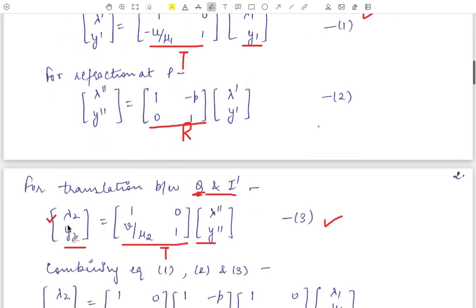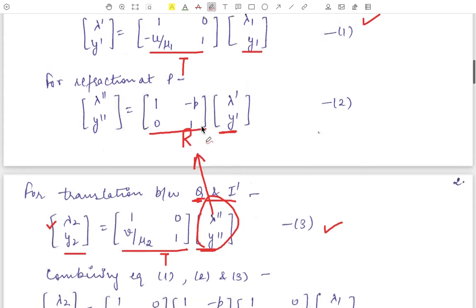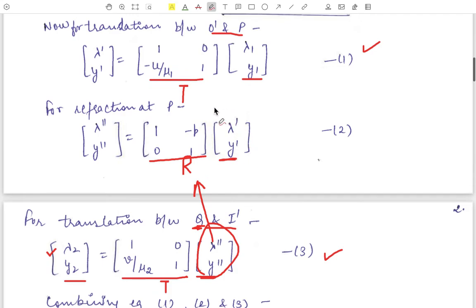How? In equation number 3 we have lambda 2 y2 is equal to a translation matrix into lambda double dash y double dash. We will use the value of this lambda double dash y double dash from equation number 2. This lambda double dash y double dash is equal to this refraction matrix into this lambda dash y dash matrix. Now again we have here lambda dash y dash, and the value of lambda dash y dash from the first equation is this translation matrix into the matrix lambda 1 y1. Therefore, instead of using this matrix here, we will use this product here.